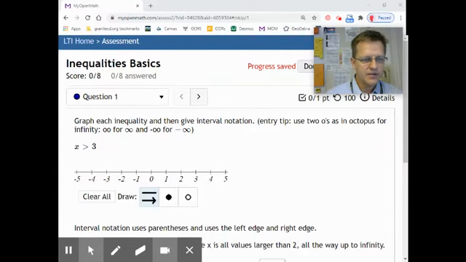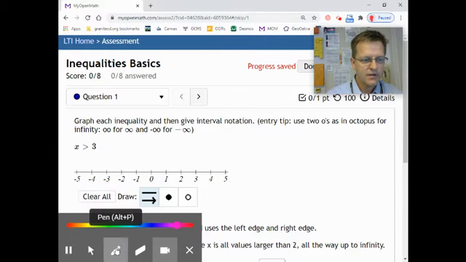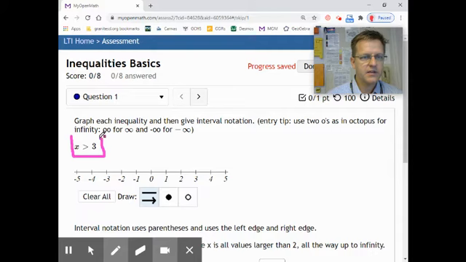Let's jump on in. So we have problem number 1. It says graph each inequality, then give interval notation. And it gives you a little tip that if you're typing in infinity on a computer, you just type two O's next to each other. And you could also do negative OO for negative infinity. But let's jump on in here.